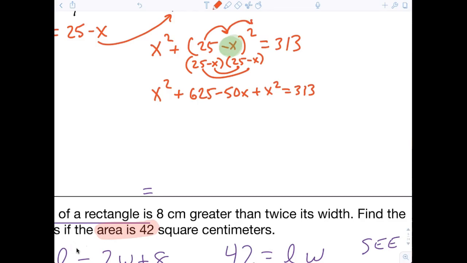Now we're simplifying. What's x squared plus x squared? Come on, guys. 2x squared. 2x squared minus 50x plus 625 equals 313. Now what? Subtract what? So the point I said, put them in order? Yes, that's all I did. And now I have to set it equal to 0, right? So I move the 313 over, so now I have 2x squared minus 50x plus 312.